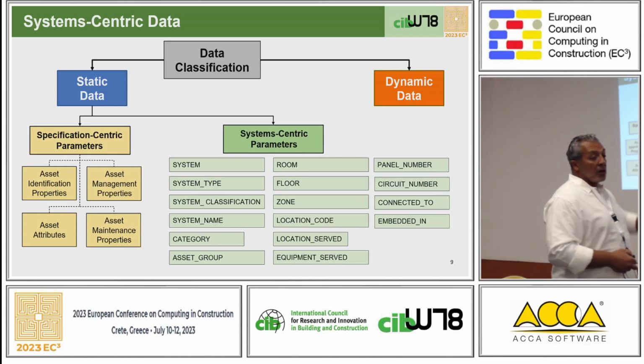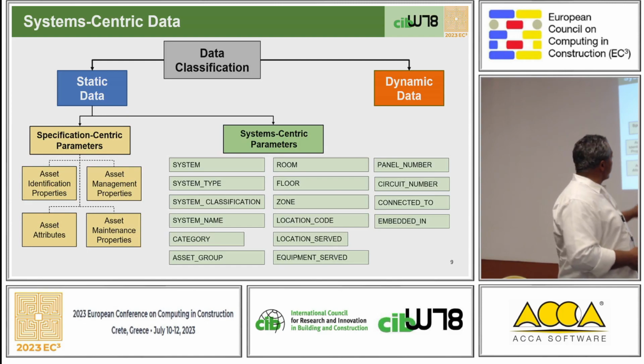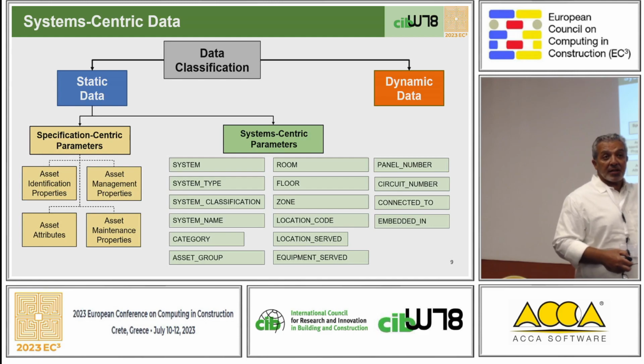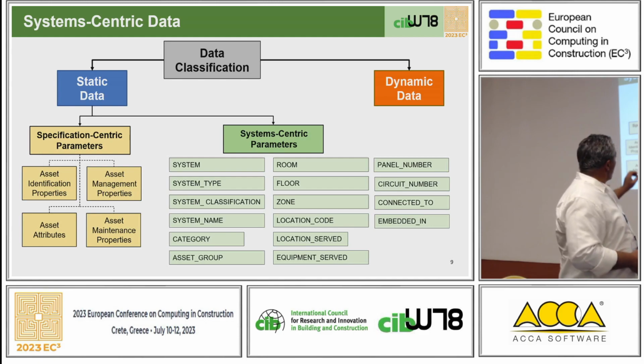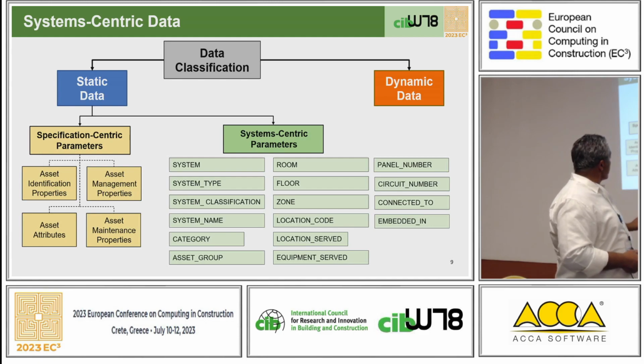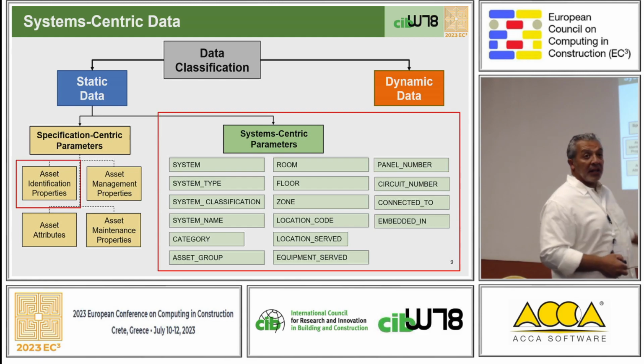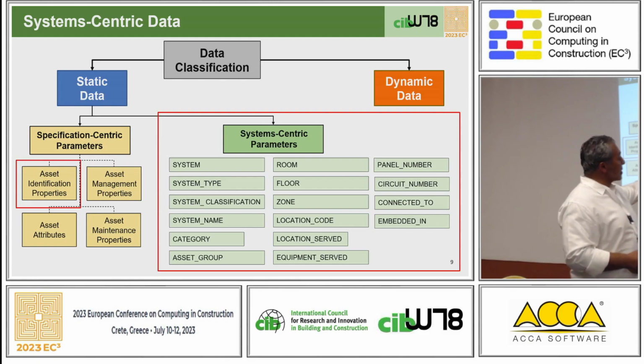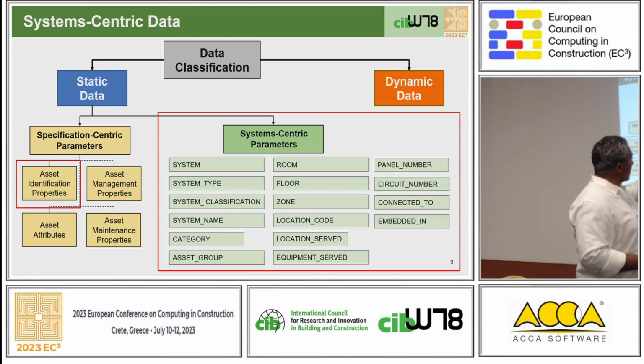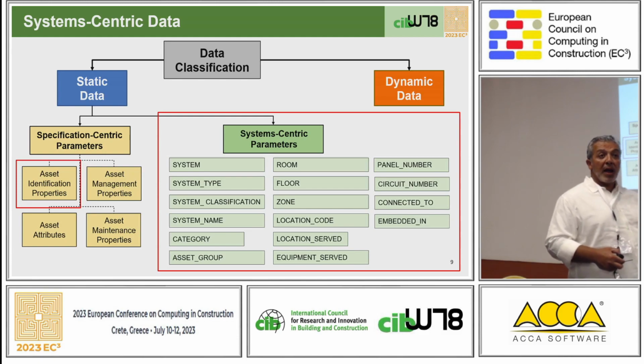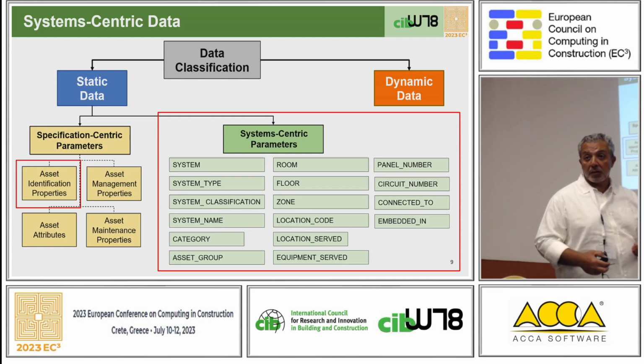In our definition of data, in our classification of data, we looked at static data versus dynamic data. Dynamic data is not addressed in this research. We focus on static data, specifically asset identification properties and system-centric parameters. These are the parameters that we define and built into our graph with values to allow us to analyze the graph and query the graph from a system perspective, okay?